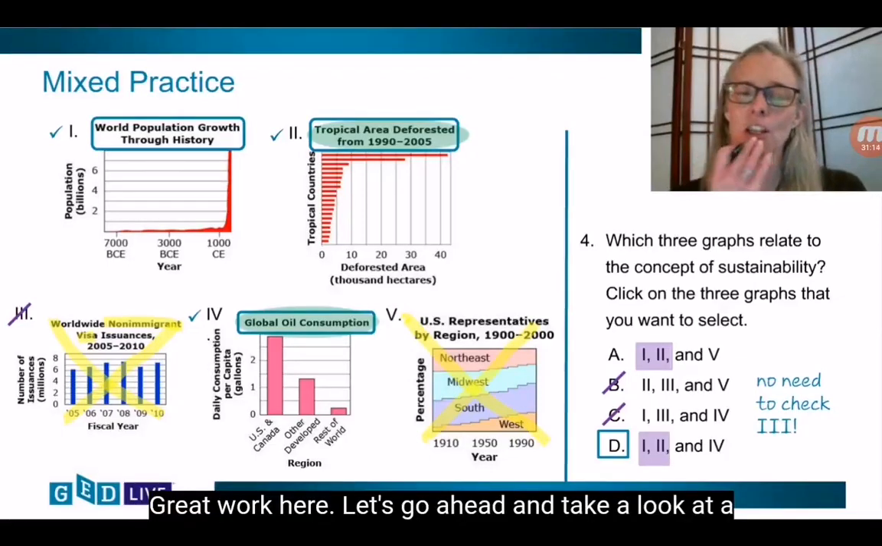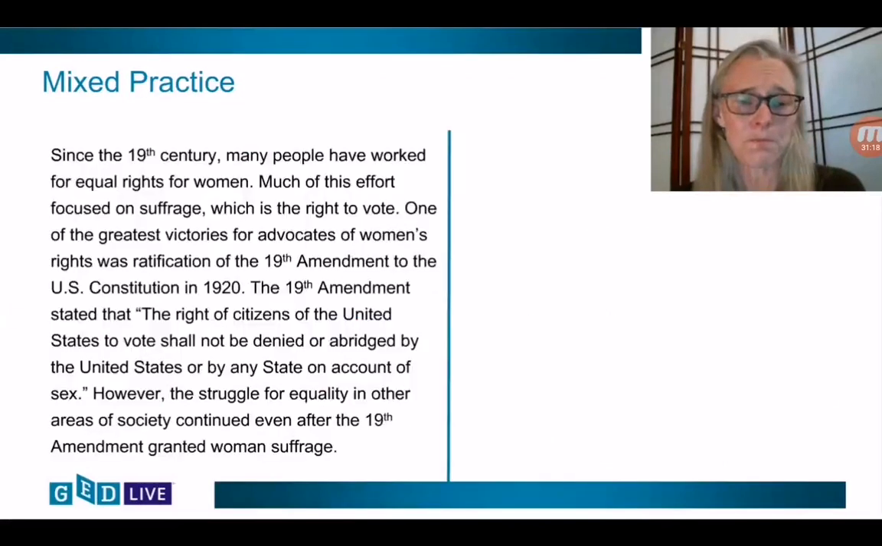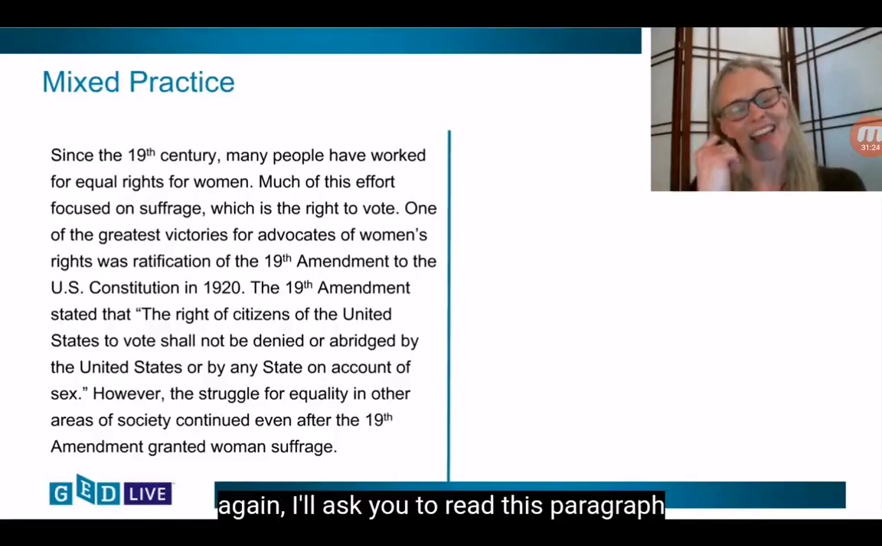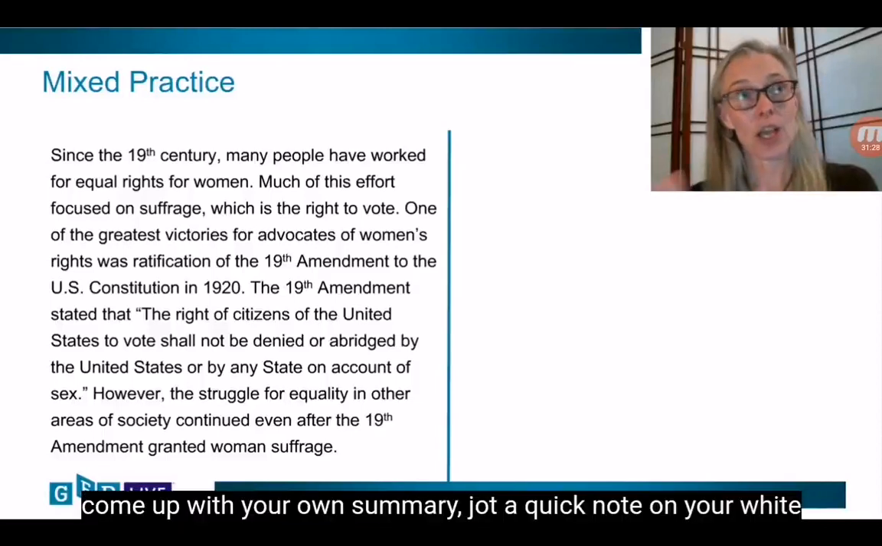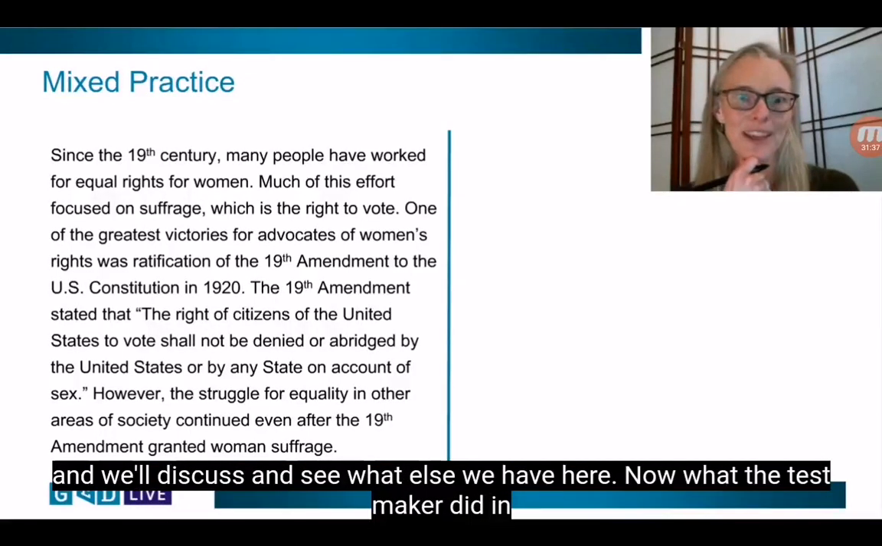Let's take a look at a different way of combining text and graphics. So again, I'll ask you to read this paragraph, come up with your own summary, jot a quick note on your whiteboard or on your scratch paper, and then come back and we'll discuss and see what else we have here.